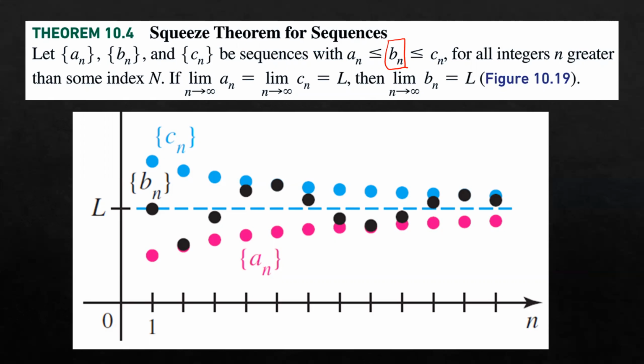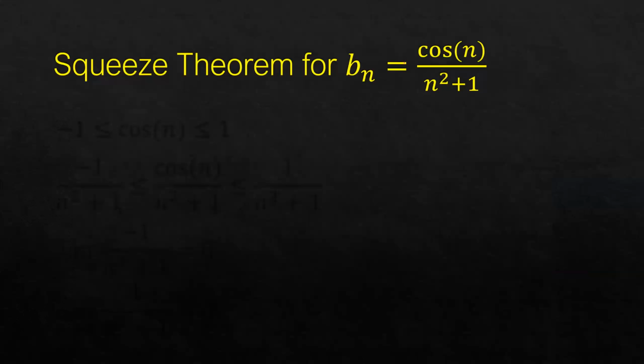If you're going to always be hanging out between these two friends here, and these two friends are going to go into whatever place they're going to, and hopefully that's a good place, then you are also going to be right there with them, okay? That's what the squeeze theorem said. Now, how do we use it?